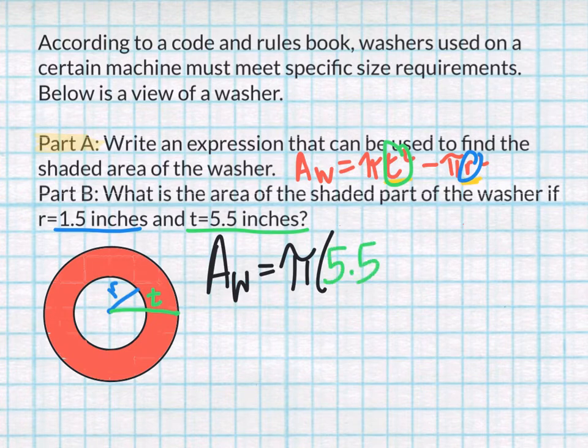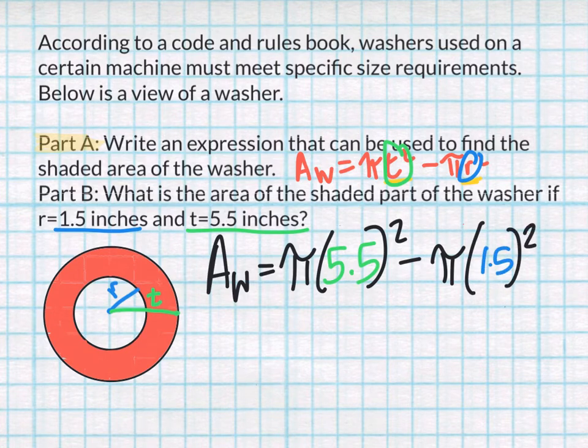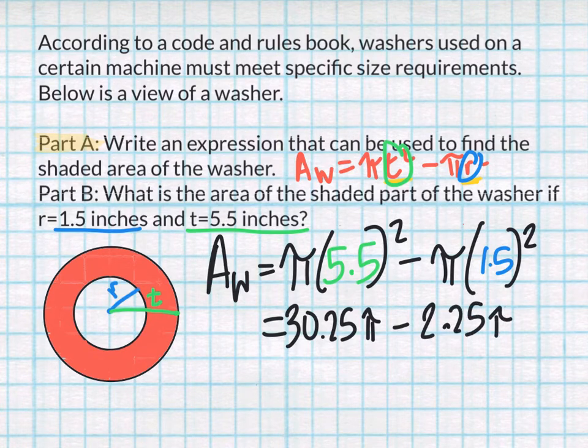So area of the washer is equal to pi times T, which is 5.5, that's the bigger one, squared, minus pi times R, that's the smaller one, 1.5 inches squared. So, to make this easy, we're going to grab our calculator, and I'm going to do 5.5 squared. That gives me 30.25 pi minus 1.5 squared is 2.25 pi.